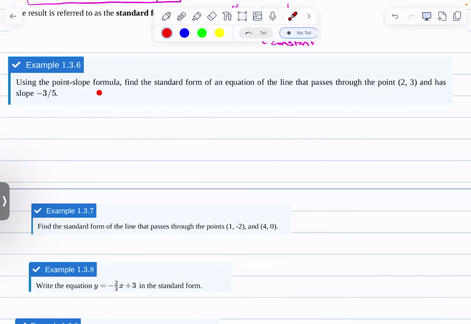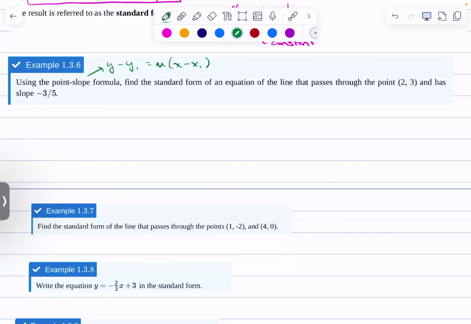But that's okay. Using the point slope formula, I have to remember which one's which. The clue's in the name. It has a point and the slope in the name. So the point slope is y minus y1 equals m times x minus x1. So we're going to start there, and then we're going to find the standard form of an equation of a line that passes through the point 2, 3, and has a slope of -3/5.